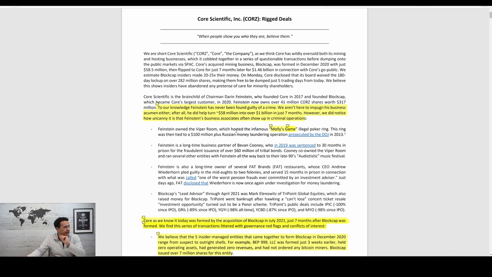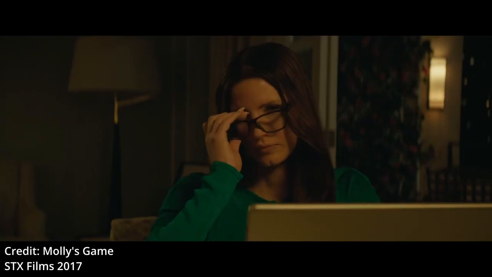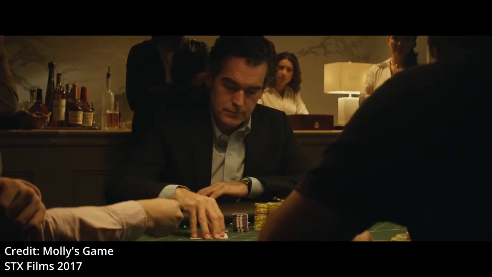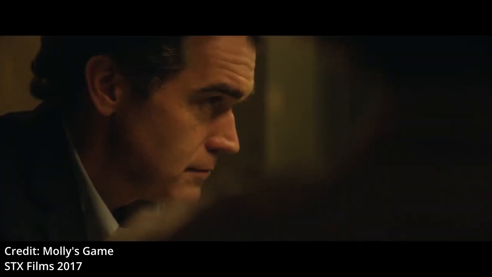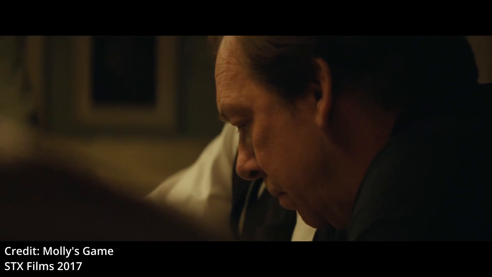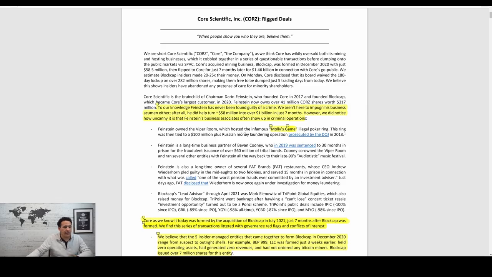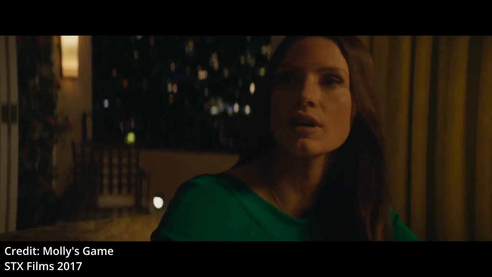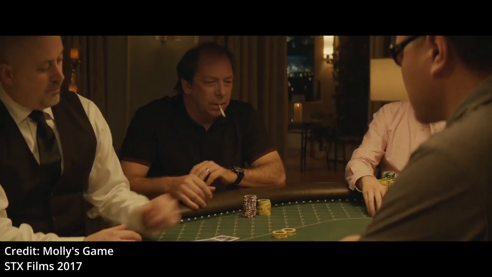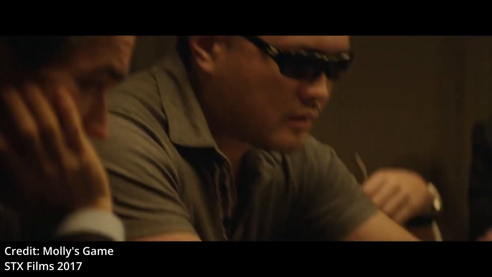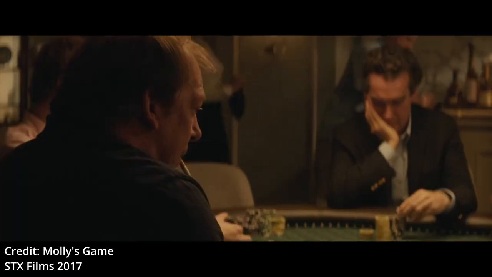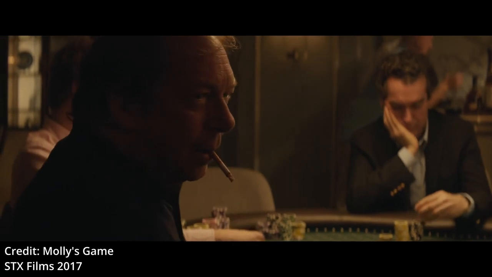Their first claim was that Feinstein owned the Viper Room, which hosted the infamous Molly's Game, illegal poker ring. This ring was then tied to a $100 million plus Russian money laundering operation, prosecuted by the Department of Justice in 2013. I haven't gone in to research this particular accusation, but I will say the movie on Molly's Game is fantastic. If you haven't seen it, I highly recommend it. Go watch that video, like, right away. Very, very thoroughly enjoyed it.